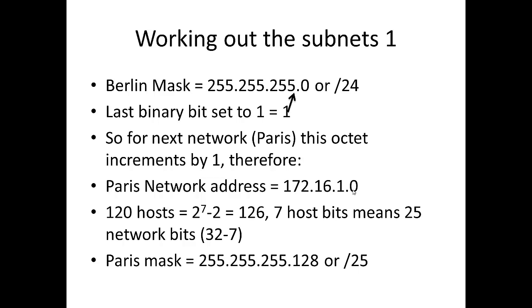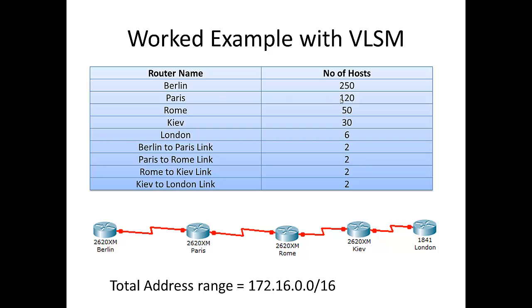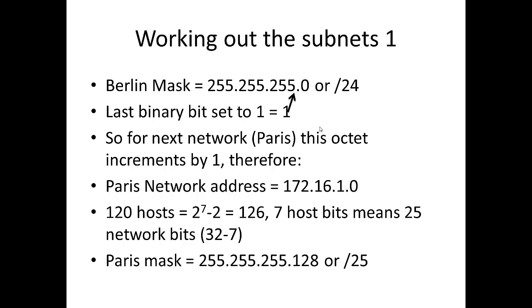Do the same thing again for Paris. We need 120 hosts. Okay, so 7 host bits will be enough, because 2 to the power of 7 is 128, minus 2 is 126. So 7 host bits is enough to cater for 120 hosts. This means if we have 7 host bits, then the other 25 bits must be network bits. That gives us a mask of /25, or 255.255.255.128. So you can see how we're getting these masks here. All we're doing is finding the number of hosts and working on that basis.